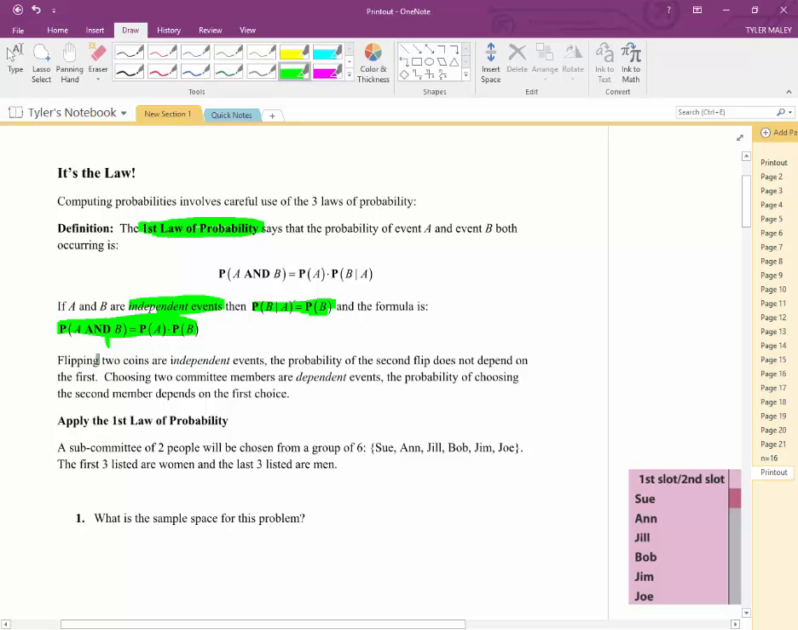So here's some examples. If we flip two coins, these are considered independent events, right? The probability of the second flip does not depend on the first. They don't influence each other. But choosing two committee members are dependent events, right? Because the probability of choosing the second member depends on the first, right? And we're gonna work through an example of that.